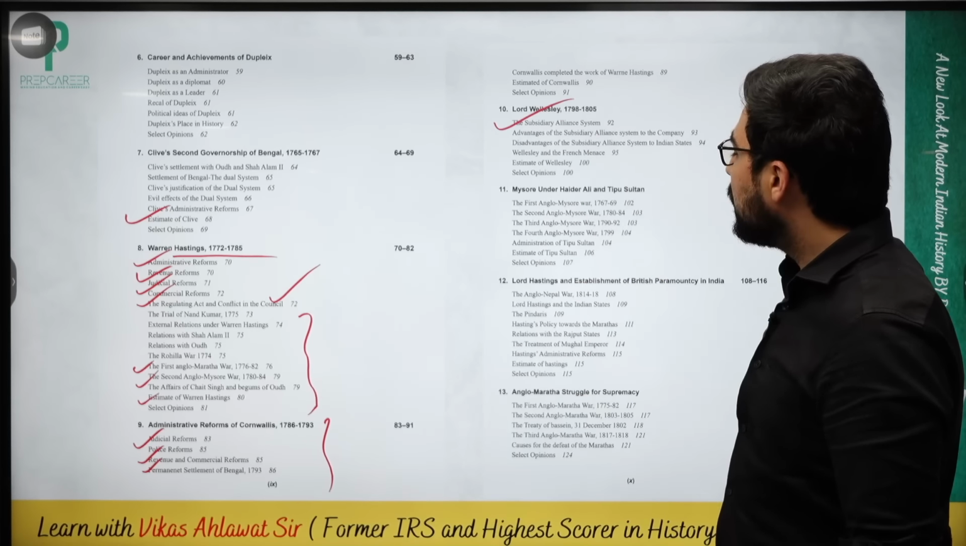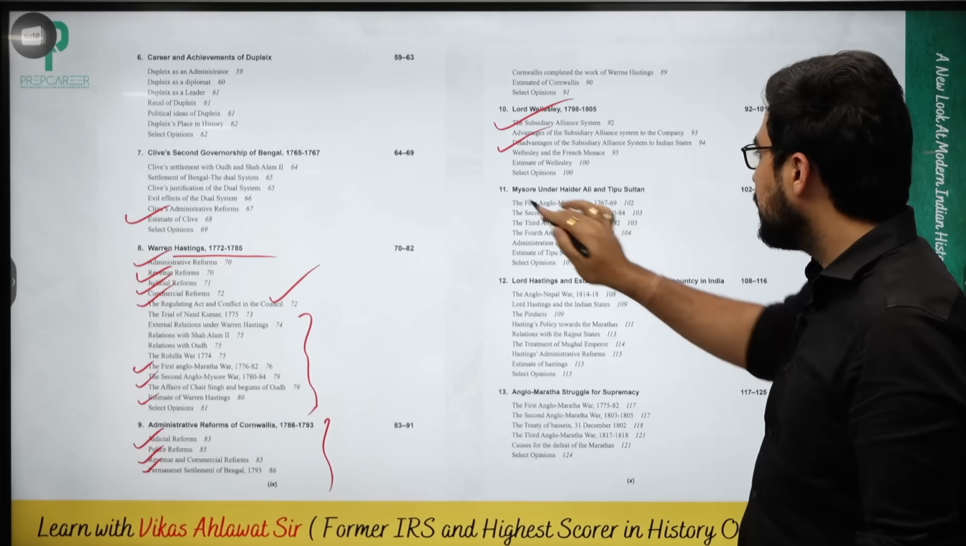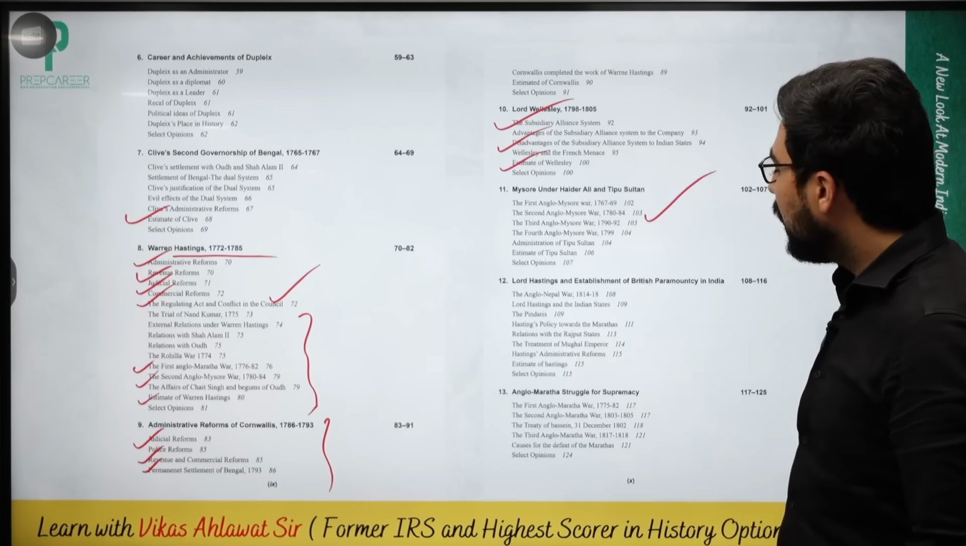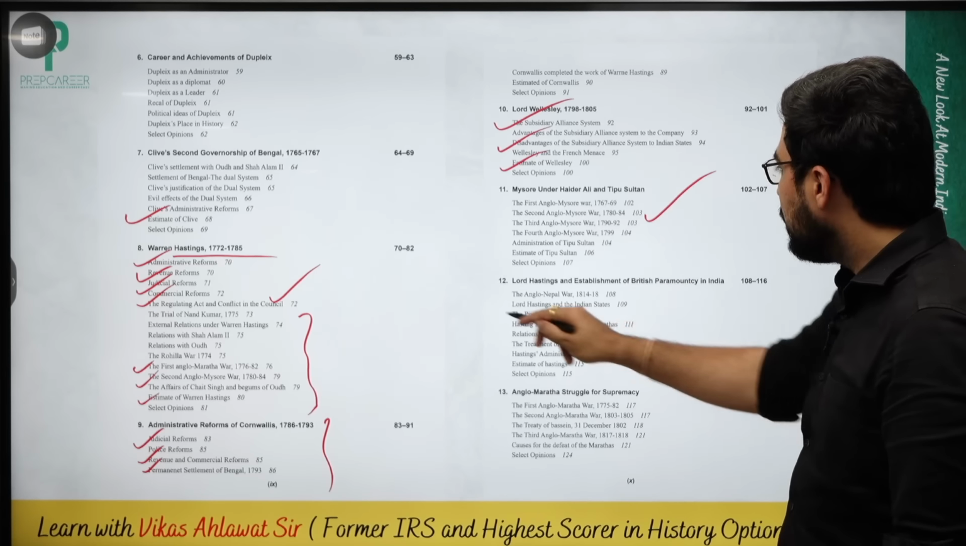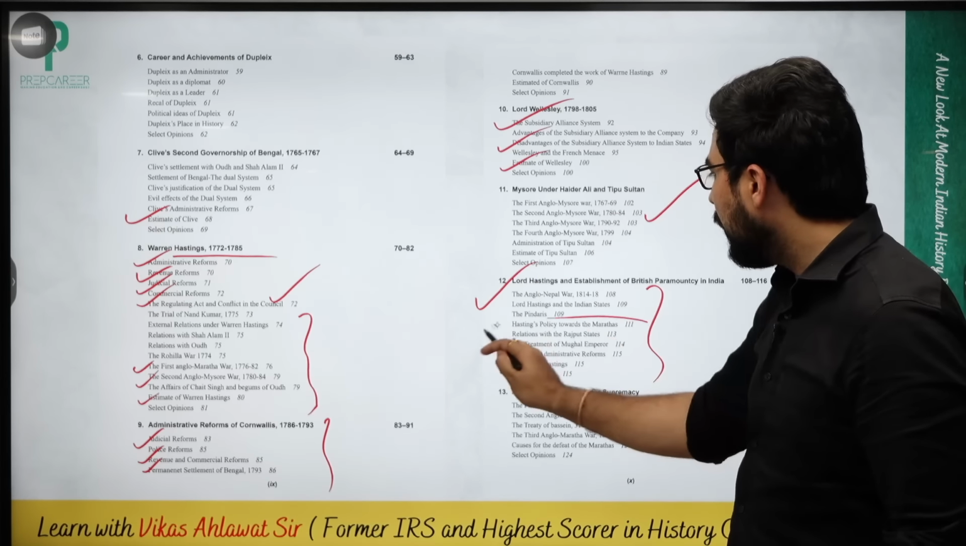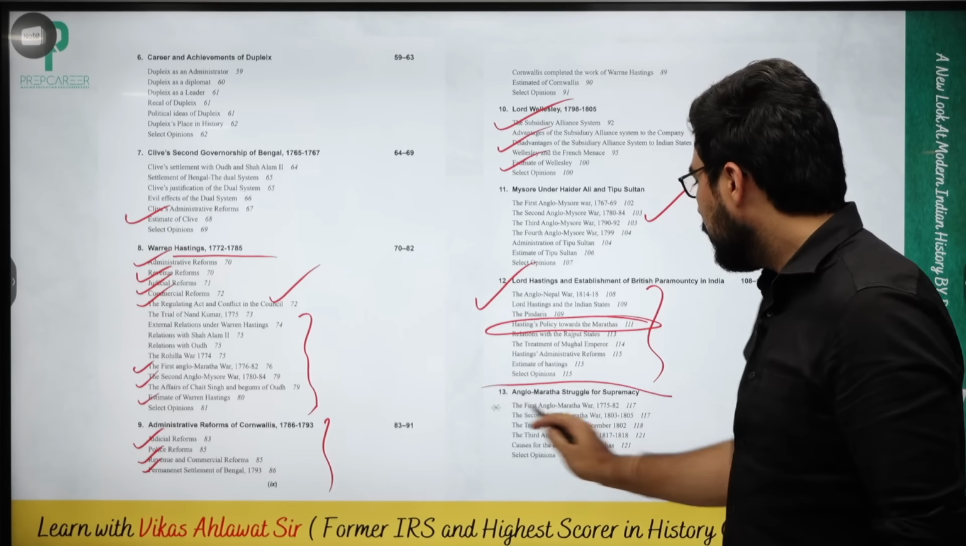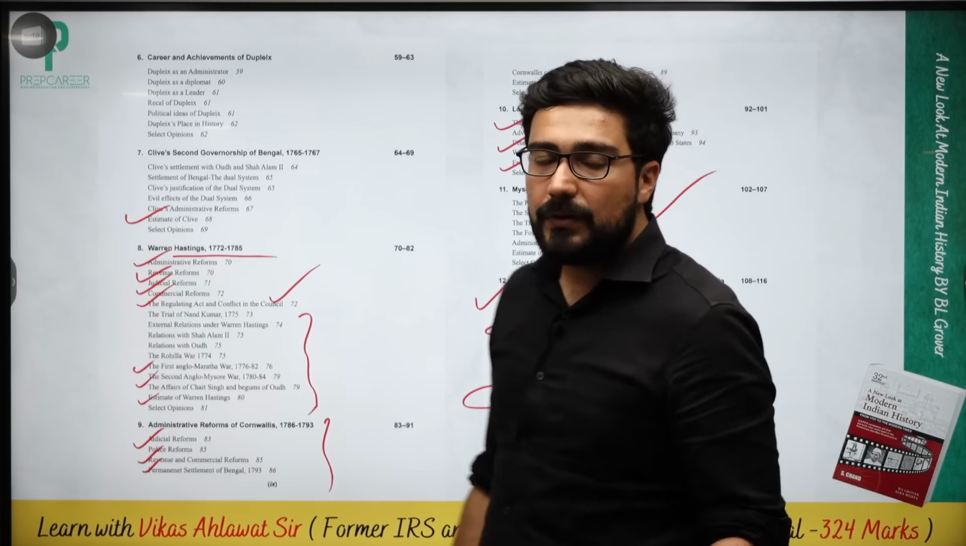Subsidiary alliance system is given in chapter number 10. So please read the advantages, disadvantages, etc. That is something. The estimate is important. Tipu Sultan again very important. Lord Hastings is not that much important from the exam point of view, only one part, his policy towards Marathas. Anglo-Maratha struggle for supremacy. So these 3 wars are important.